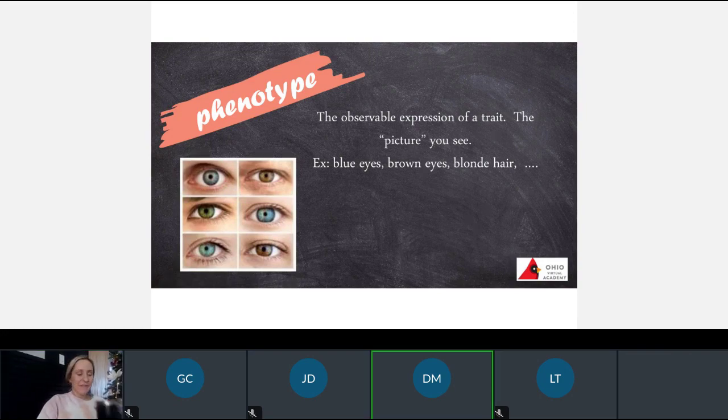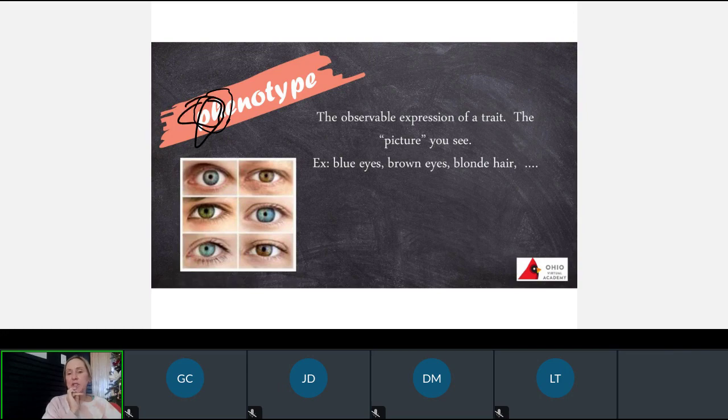Phenotype. An observable expression of a trait. The picture you see. Example, blue eyes, brown eyes, blonde hair, etc. Perfect. I can't see the slide, so I can't tat this one up. But what I would do, or if somebody wants to do it for me, since I can't, is phenotype starts with PH. Could someone circle that for me? It just says failed to load slide on mine.